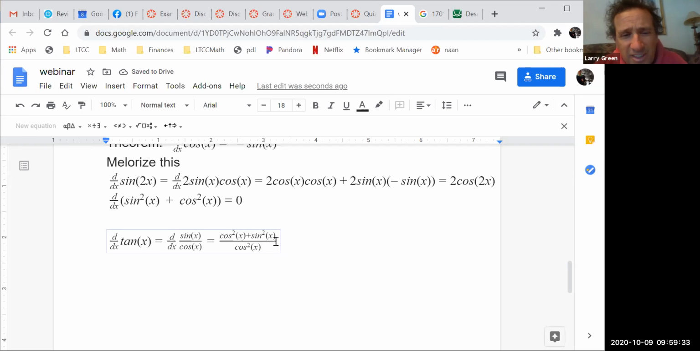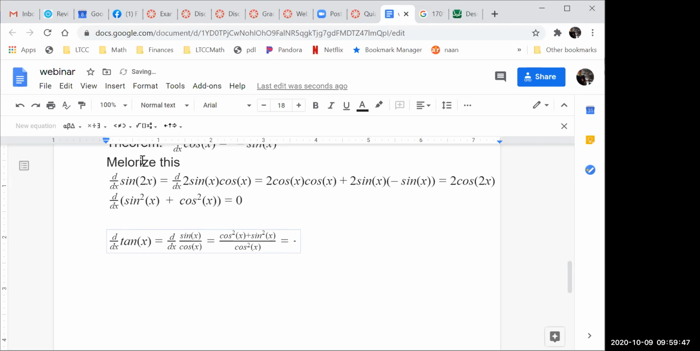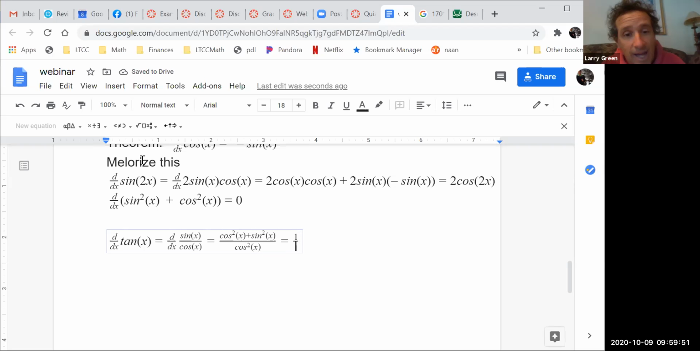But this is just screaming to be simplified. Do you agree? Yes. What's the numerator? 1. Cosine squared plus sine squared is 1. You got to memorize that. That's the most important trig identity of all identities. 1 over cosine squared of x.